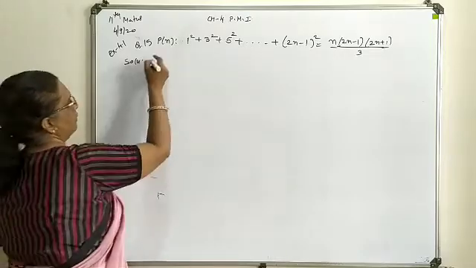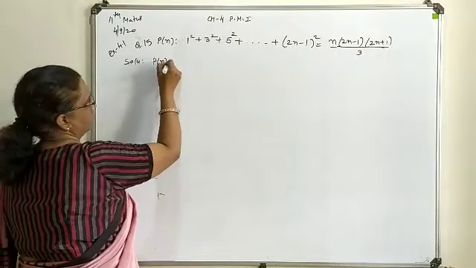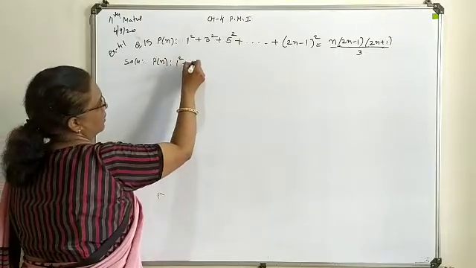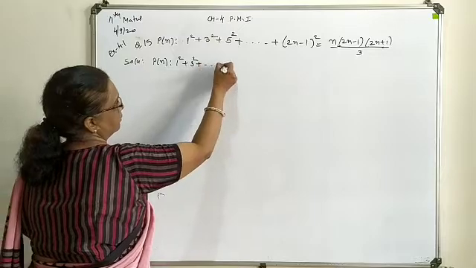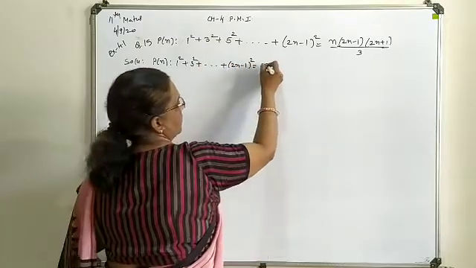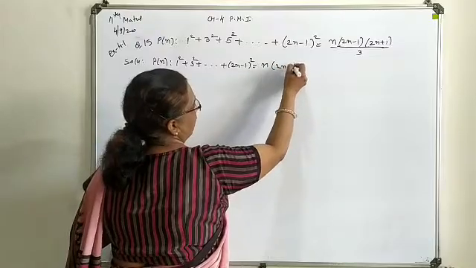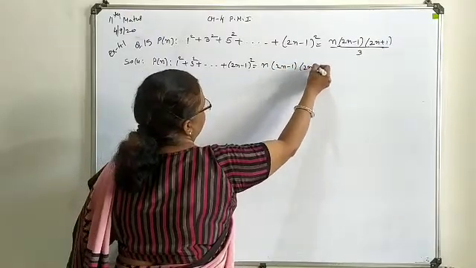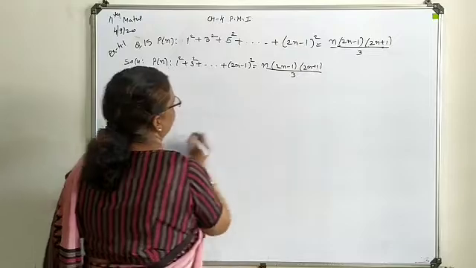So our question is available as Pn. Odd combinations are written in the square form, that is n(2n minus 1)(2n plus 1) upon 3.